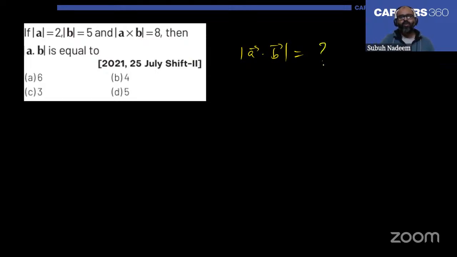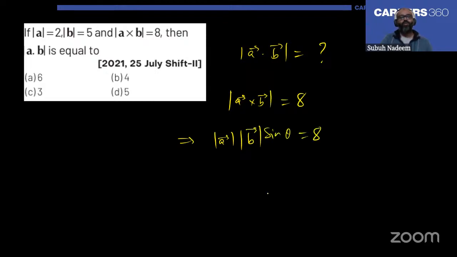So basically we know that mod of A cross B is equal to 8 means that mod of A into mod of B into sine theta is equal to 8. The theta is the angle between A and B. And since we are taking mod, the direction of A cross B we don't need to find. Mod A is 2, mod B is 5, so it is 2 into 5, sine theta is equal to 8. So this will give you sine theta is equal to 4 by 5.